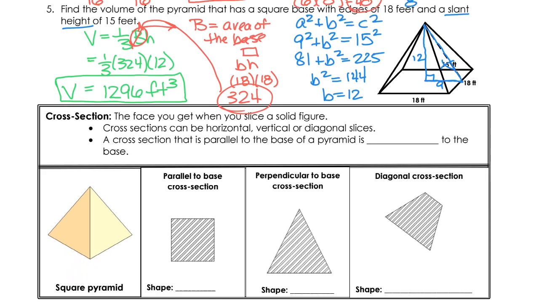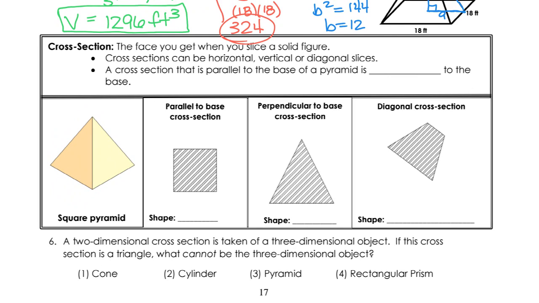Don't forget we have to talk about cross sections with each of our solids. And so cross sections is the face you get when you slice a solid figure. Cross sections can be slices that are horizontal, vertical, or diagonal. And a cross section that is parallel to the base of a pyramid. Let's see what happens when we do that.